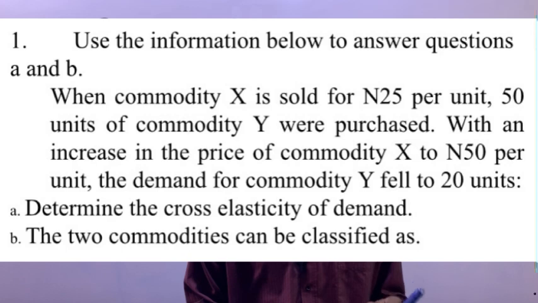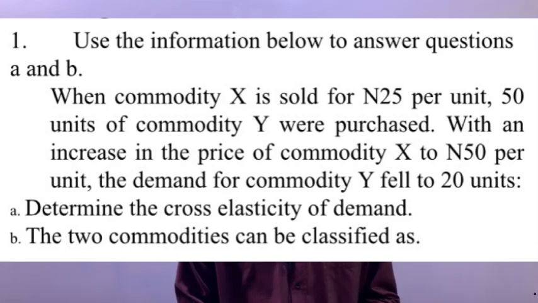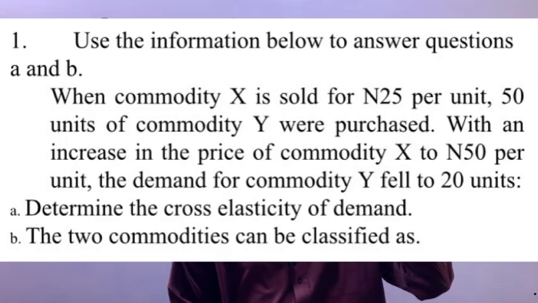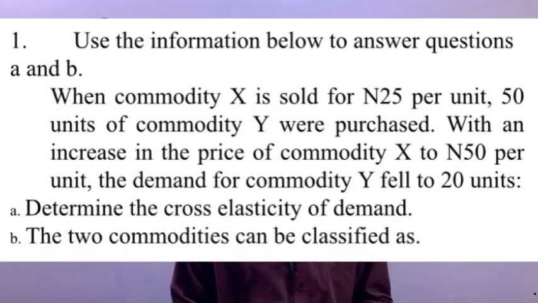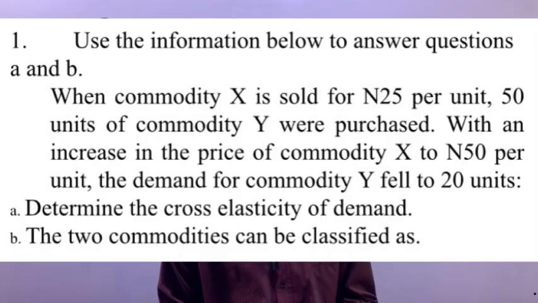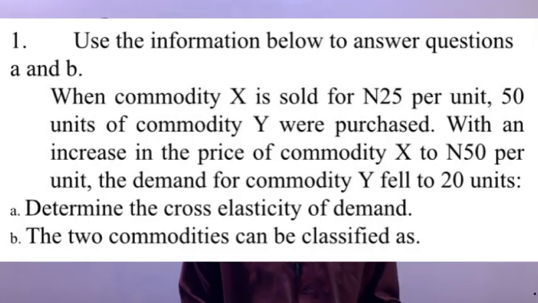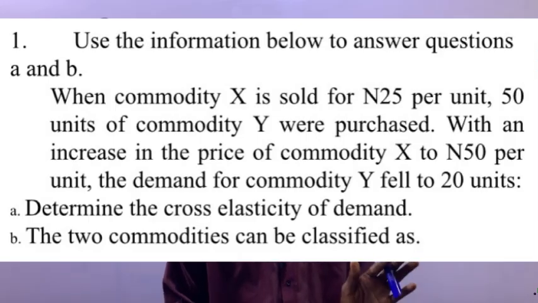When commodity X is sold for 25 naira per unit, 50 units of commodity Y were purchased. Those are the initial price of X and the initial quantity of Y, the old price of X and the old quantity of Y. That's what that means. With an increase in the price of commodity X to 50 naira per unit, the demand for commodity Y fell to 20 units. That's the new price of X, 50 naira, and the new quantity of Y is 20 units. So I think that is sorted out.